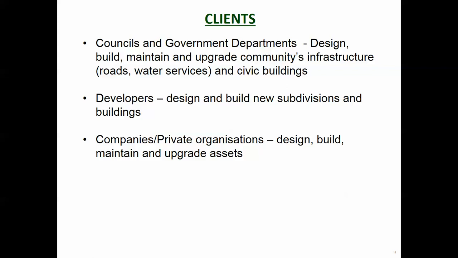Now the different types of projects depend on different types of clients. So we do have different clients in civil engineering. Councils and government departments normally want us to design, build, maintain community infrastructure. So that's the roads, the water services, power supplies, all those things that make a city or a town actually work. And also civic buildings such as libraries or council buildings. So that's the first set of clients, and they're usually pretty good clients, councils and government departments.